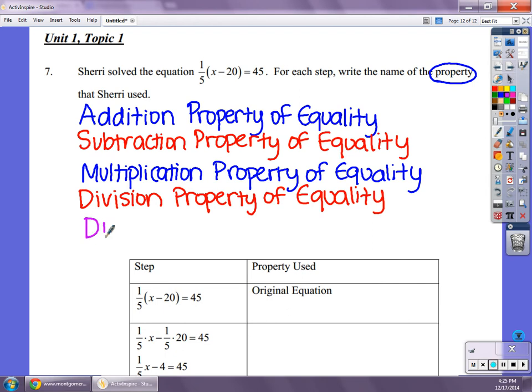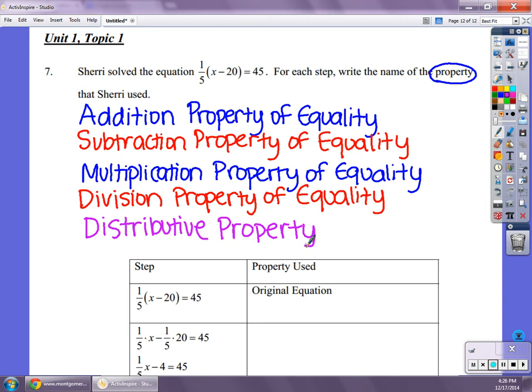Notice I didn't say property of equality. This is because the distributive property happens on one side of the equation. I distribute a number and I don't have to distribute that number to the other side. I'm only going to distribute it to the numbers in the parentheses, and we'll take a look at that here in a minute. Okay, so let's look at this equation again.